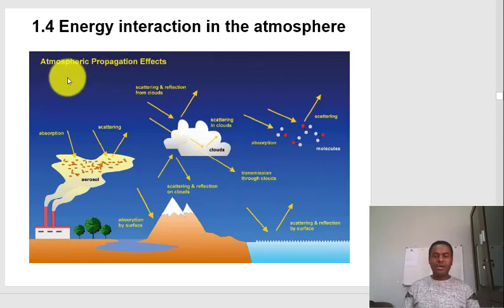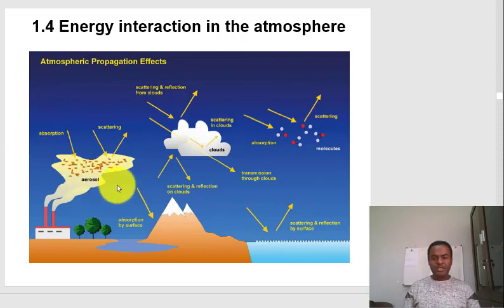When electromagnetic radiation passes through the atmosphere, it doesn't pass simply through, but it forms some kind of interaction. These interactions could be scattering or absorption. The atmospheric constituents, such as molecules, clouds, water vapors, and aerosols present in the atmosphere, could cause some kind of scattering or absorption of the electromagnetic radiation. Most aerosols and most clouds usually absorb the incoming electromagnetic radiation in the atmosphere.